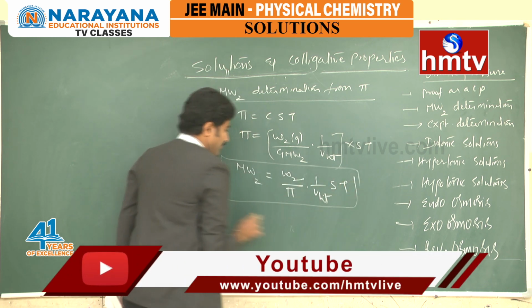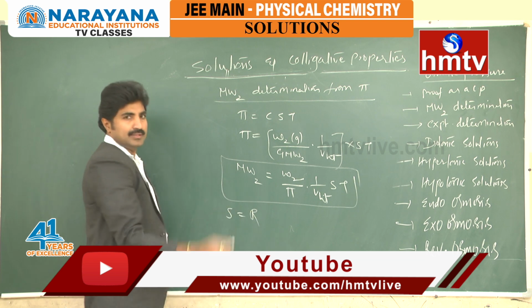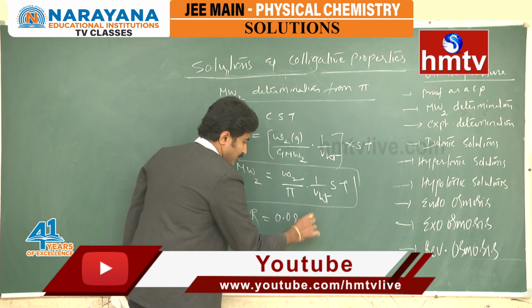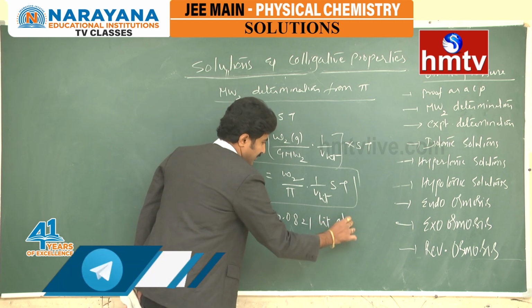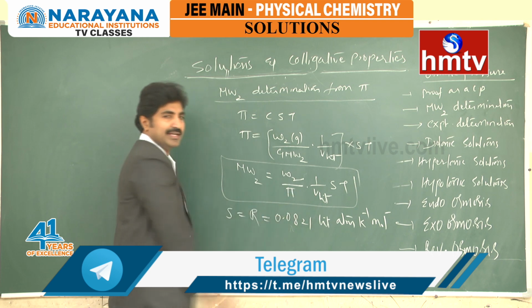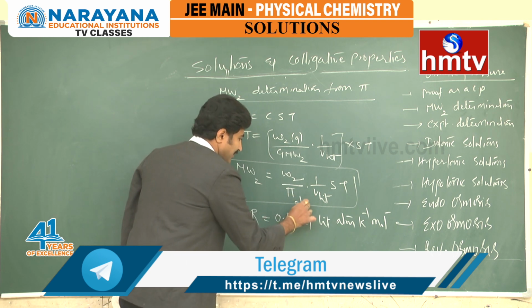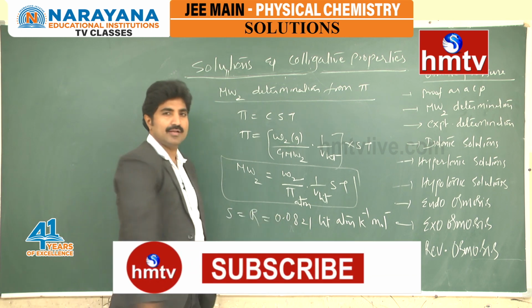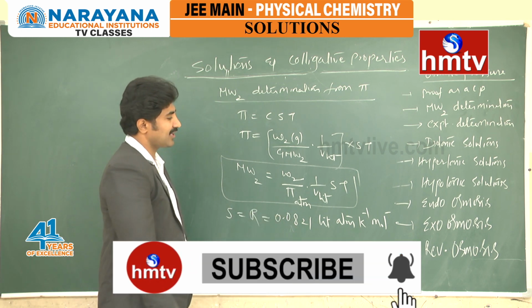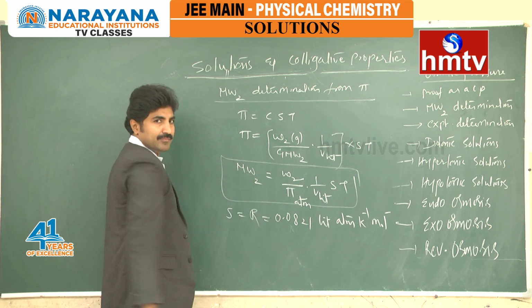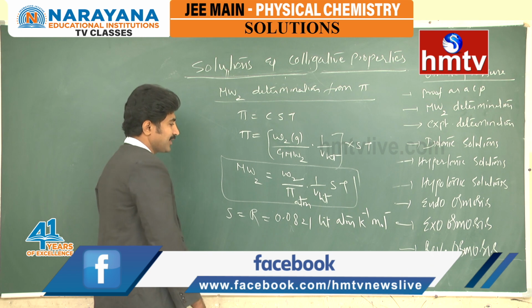Here, what is the S value? That is approximately the R value. It is 0.0821 liter atm per Kelvin per mole. So that means volume must be taken in liters, and osmotic pressure must be taken in atmospheres. Then only we can use the S value as 0.0821 liter atm per Kelvin per mole. From this we can find the molecular weight of the solute from osmotic pressure.